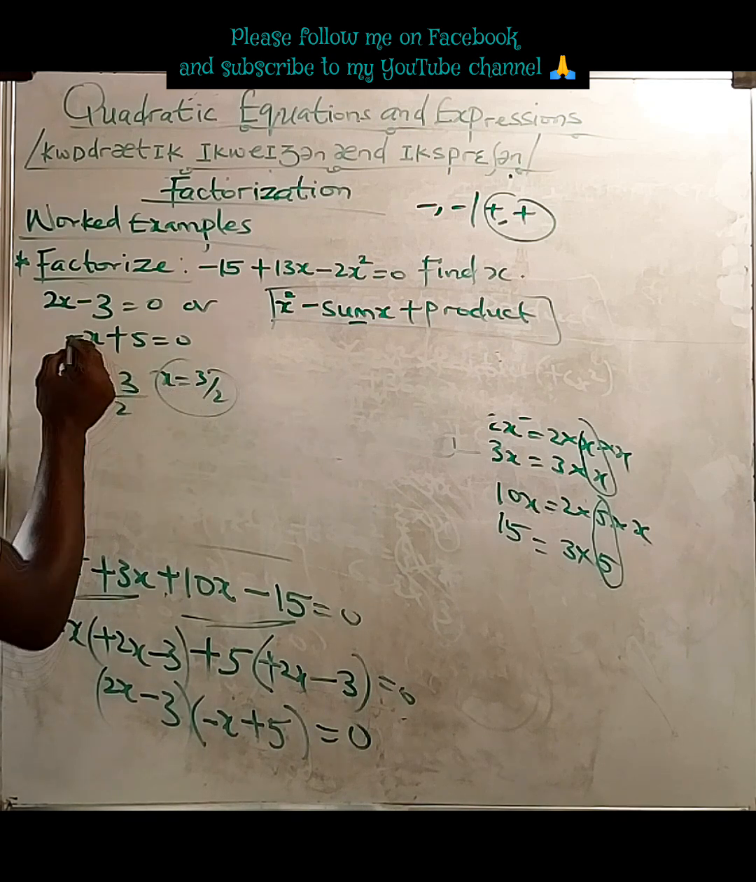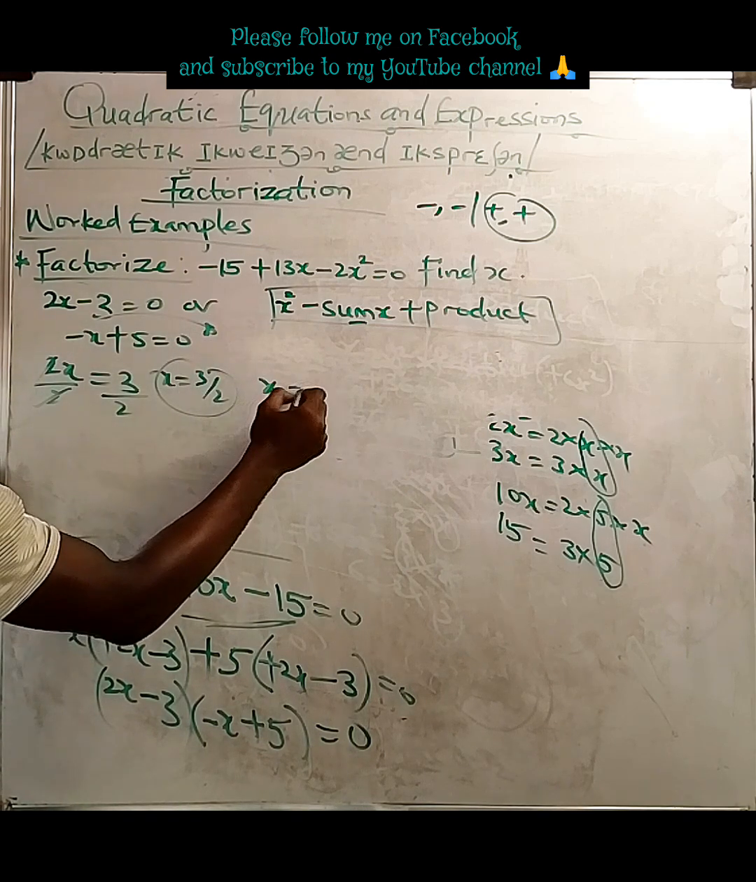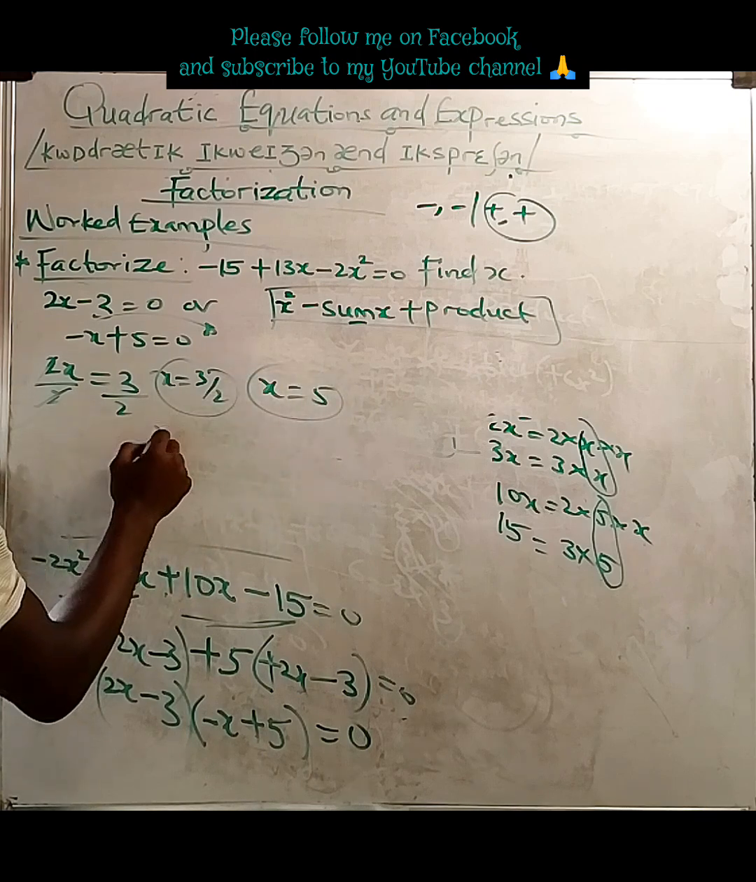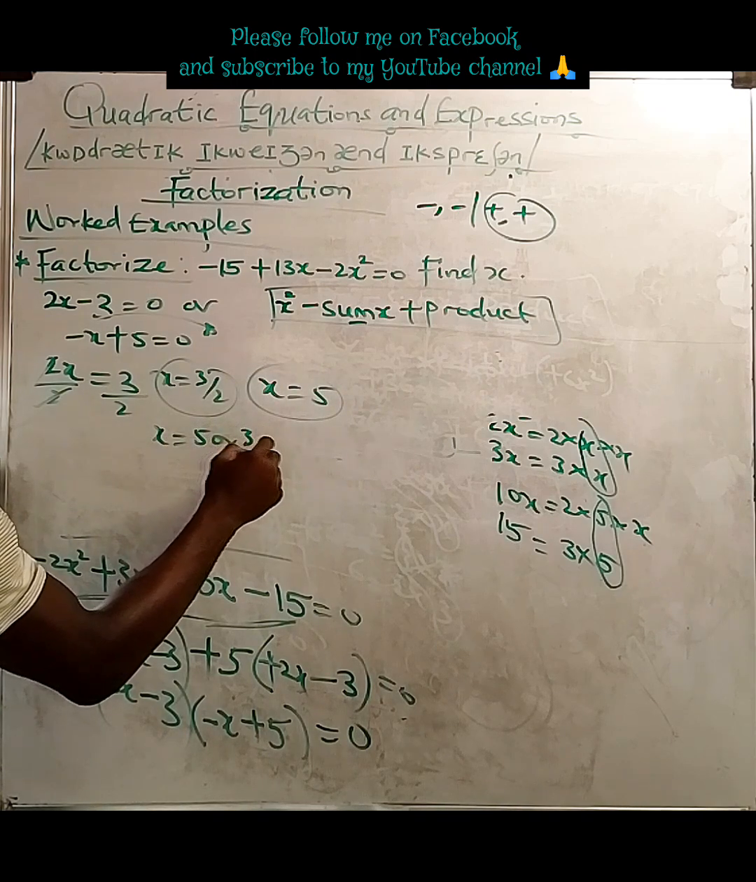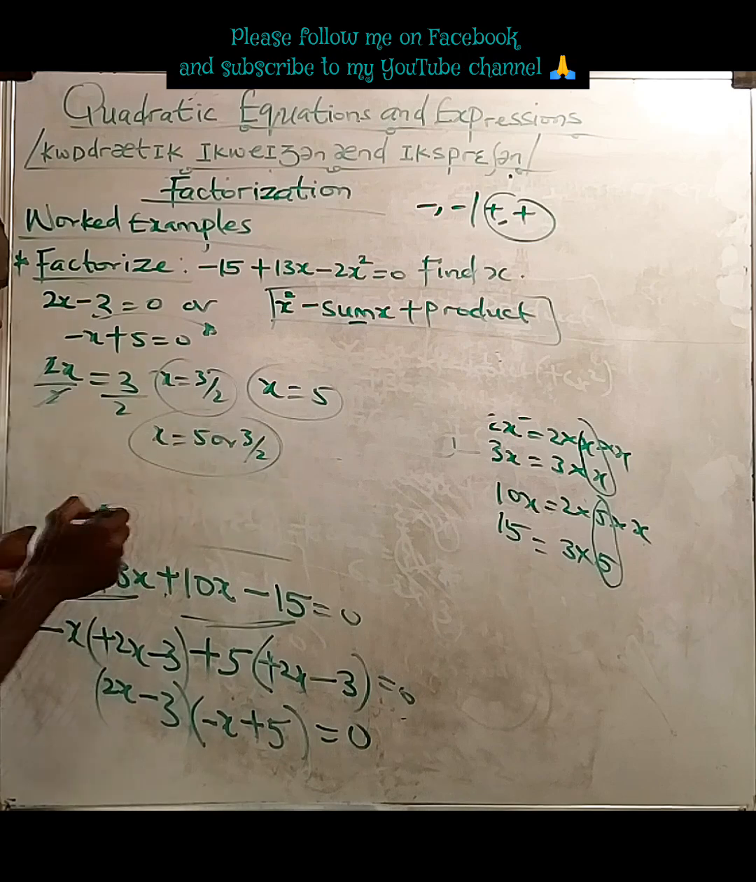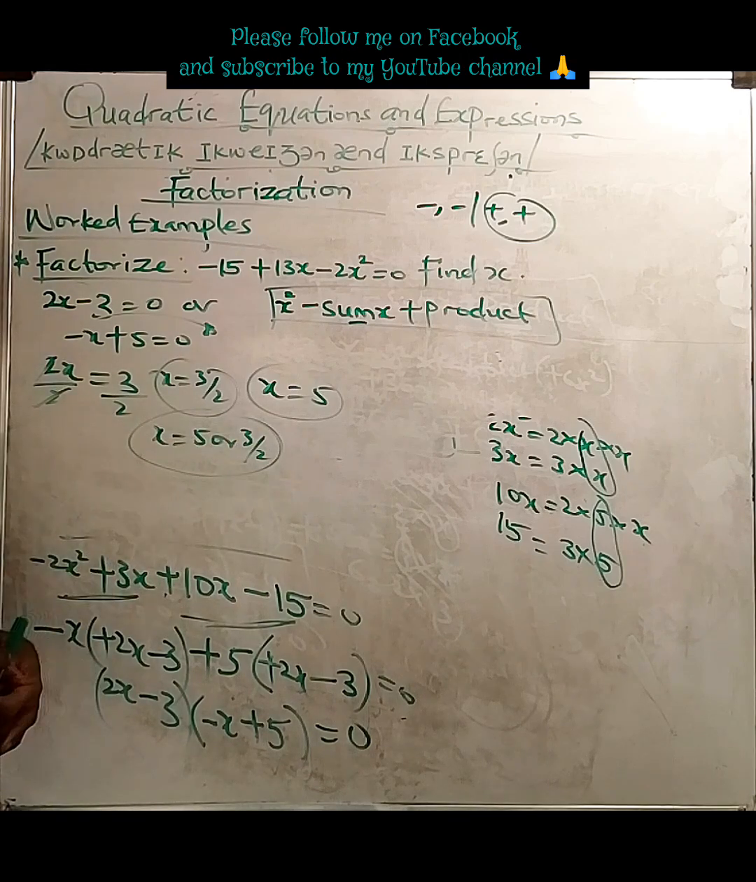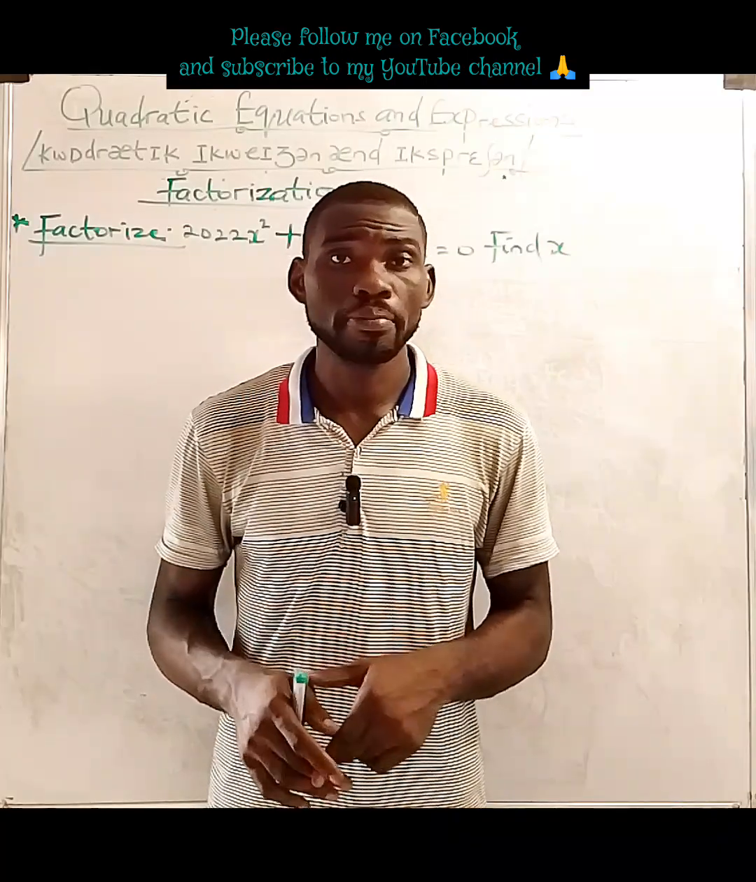So this, just send it to the other side here. X is just 5. So what are the roots of the equation? X is 5 or 3 over 2, which is equal to 1.5. As simple as ABC. Okay guys, here's a third and final example for today.